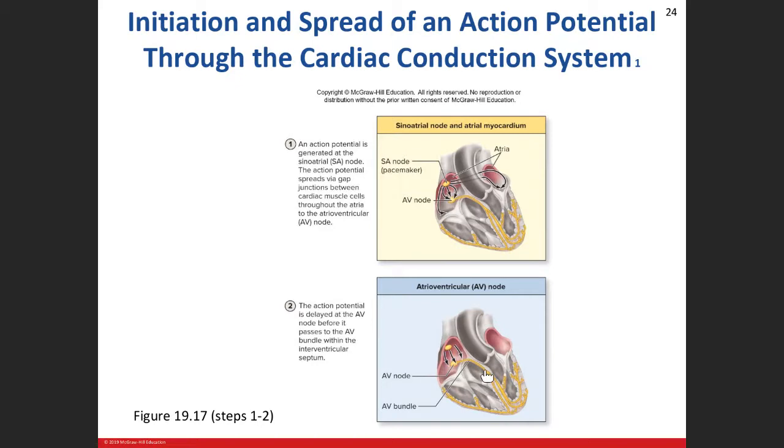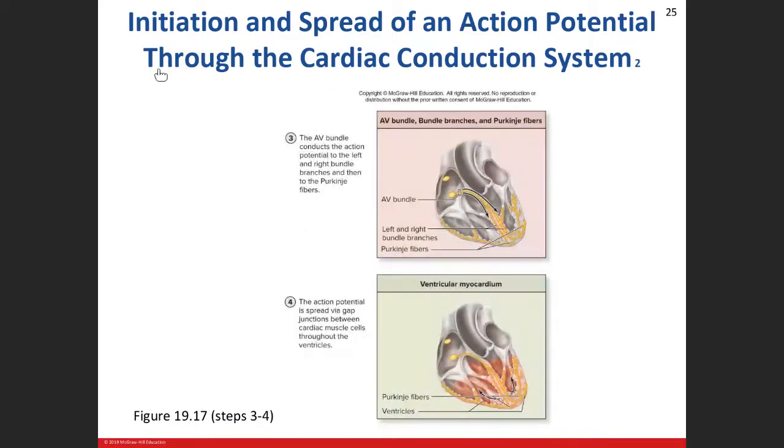Then it's going to start to send its action potential down through the AV bundle. So we'll see that here. That's what we see here. Our action potential starts to transmit down the AV bundle, and it splits off into the right and left bundle branches. Then eventually that's going to go into the Purkinje fibers. The Purkinje fibers are the remaining fibers of the conduction system that are found in the ventricular walls and the intraventricular septum. So they'll be located here.